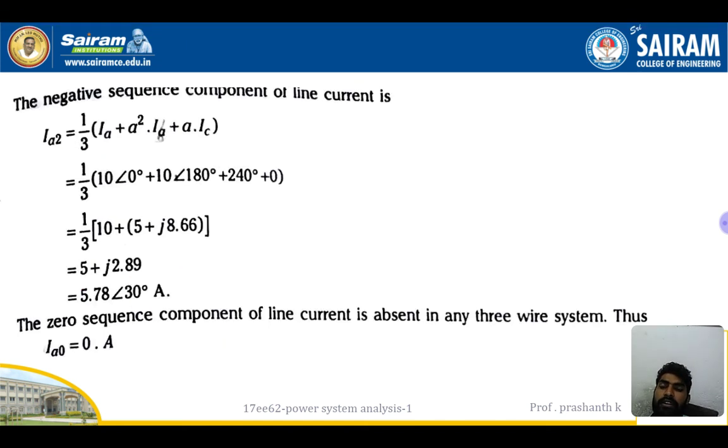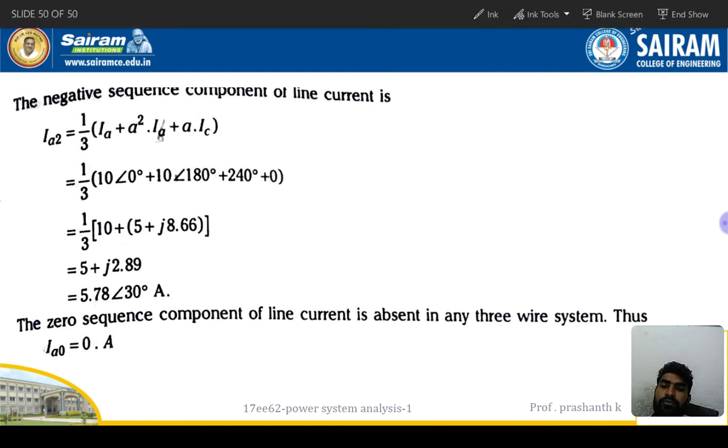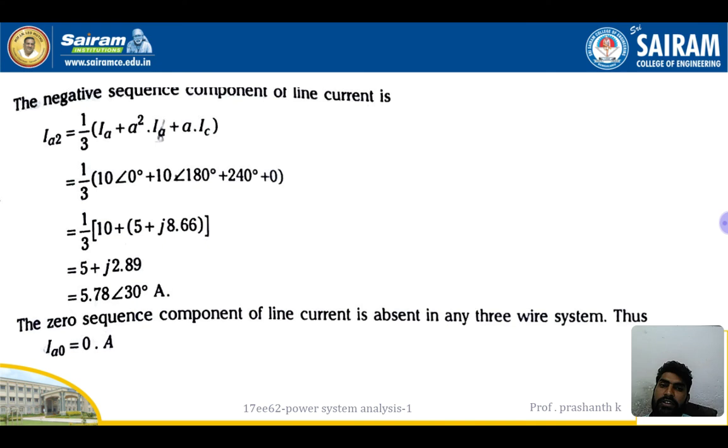IA2 is 1 by 3 of IA angle 0 degree plus a square times 10 angle 180, plus 240, because a square is 240. We got the answer as 5.78 angle 30 degree. IA naught is equal to 0.